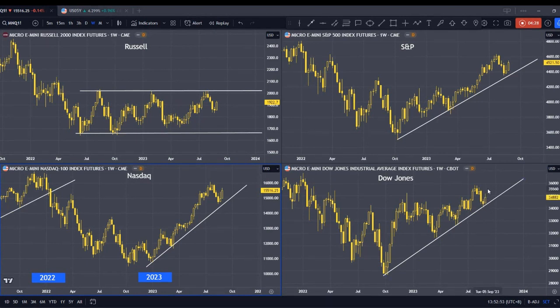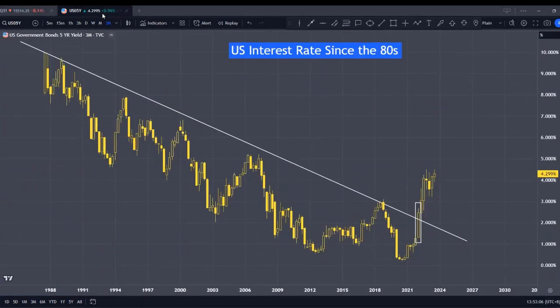Now, what could be the event that caused the market to turn down? I'm suspecting that the inflation, or the fear of inflation, is not over yet. For that reason, let's study the US interest rate. And what we're seeing here is the US 5-year yield.